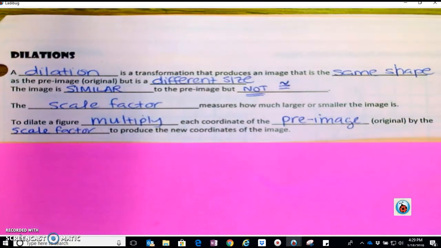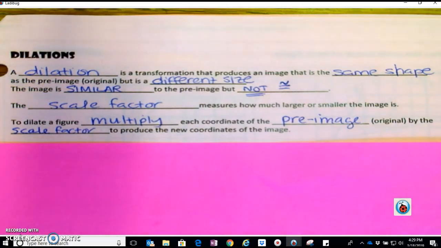So a dilation is just a transformation that produces an image that is the same shape as the pre-image, but it's a different size. So everything is still proportional. When we're talking about proportional, what we mean is that the image is similar.